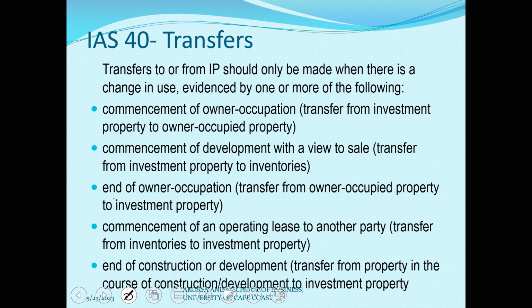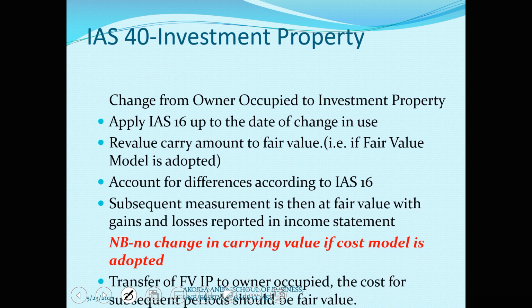So all these are the various circumstances under which there will be transfer from investment property to the use of another. So for example, the first point, commencement of owner occupied, is a transfer from investment property to owner occupied, which means you were initially using IAS 40, but you are now going to use IAS 16. Commencement of development with view to sale is a transfer from investment property to inventories, which means you are moving from IAS 40 to IAS 2. End of owner occupation, which means you were initially using IAS 16, but you are now moving to IAS 40. So those transfers are there and how to account for them.